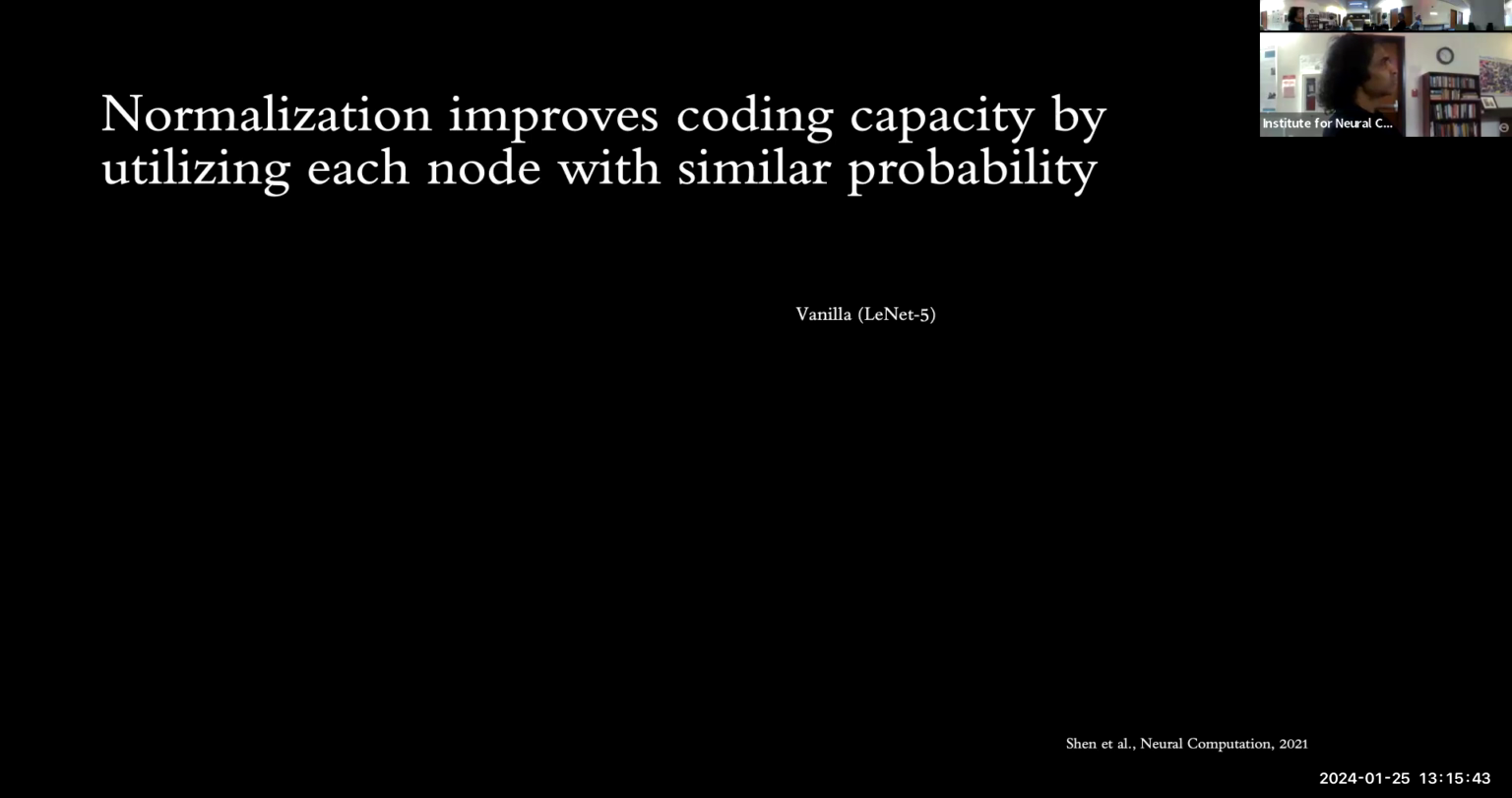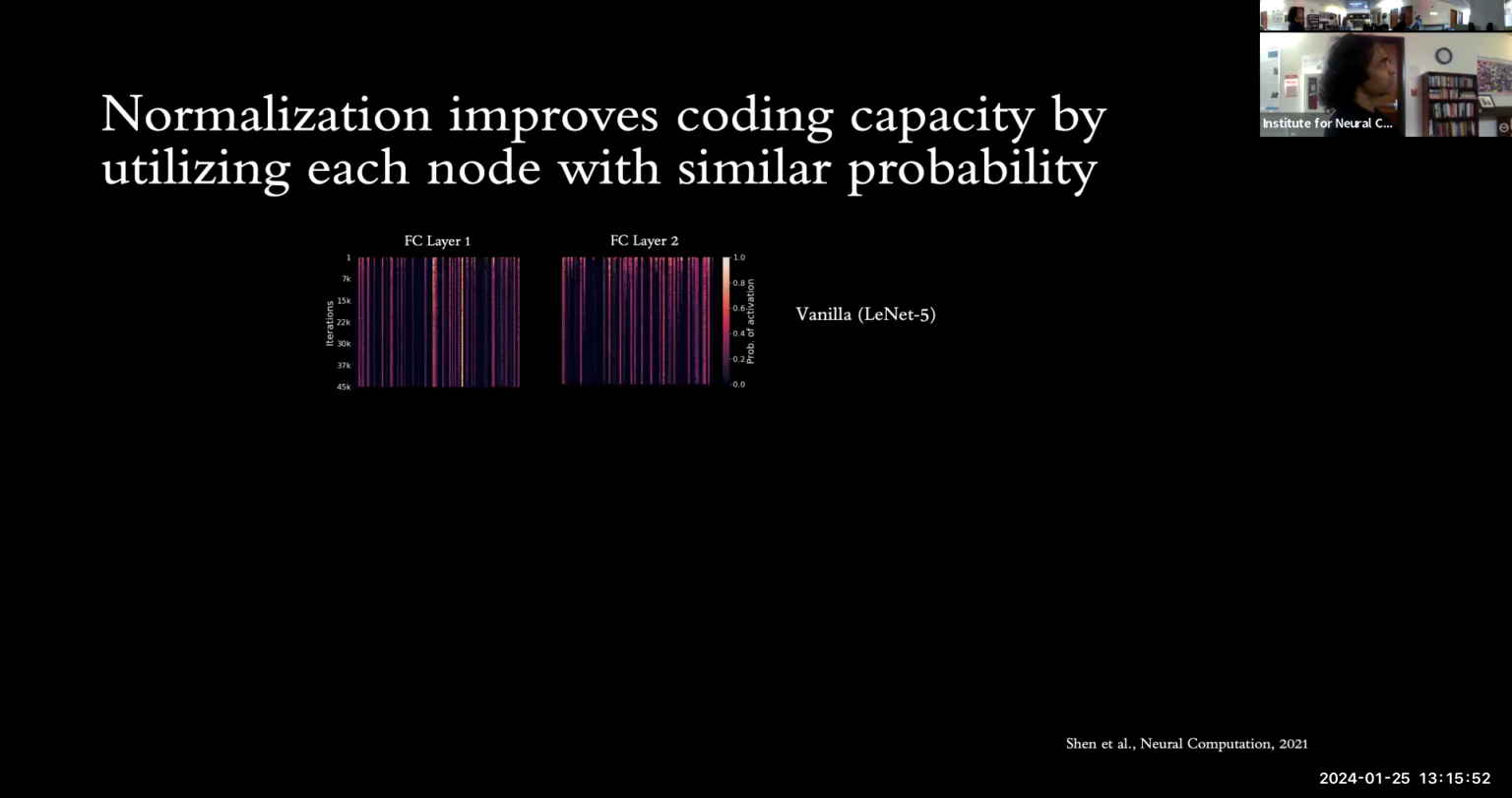Suppose we're looking at the vanilla model, and how the nodes in the vanilla model are being used. In particular, the two fully connected layers in the LeNet5 model. Each strip here is a node or a neuron, and the color stands for the probability of this node being activated throughout the iterations. So the brighter the strip, the more likely the node is going to be used, and each row is a different iteration. You can see some nodes may start to be used and then are not used again after some iterations.